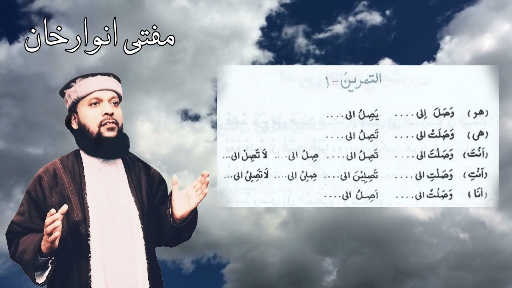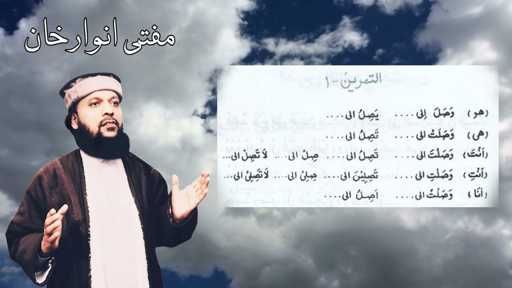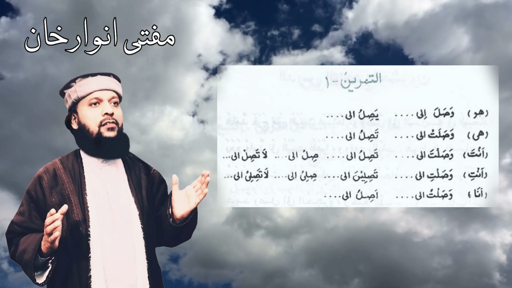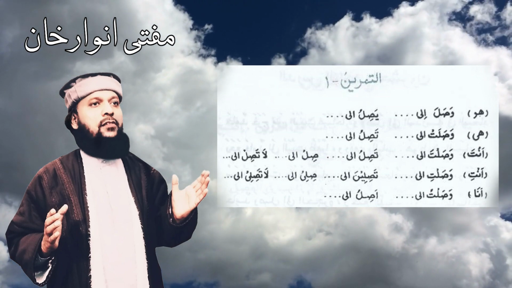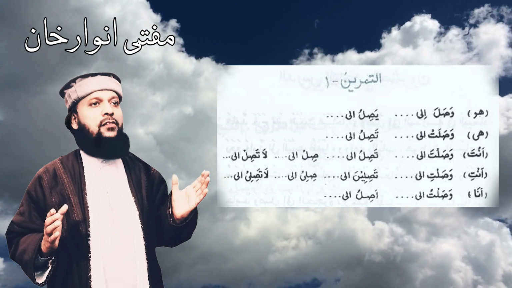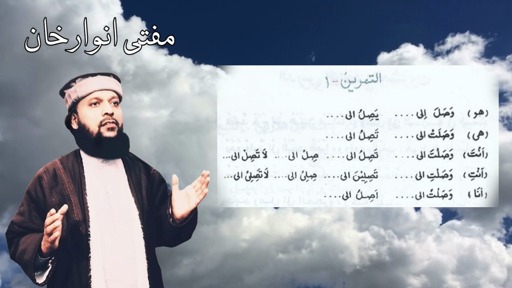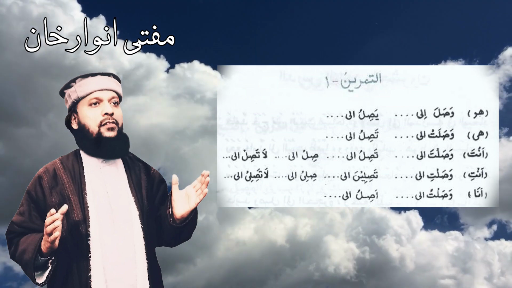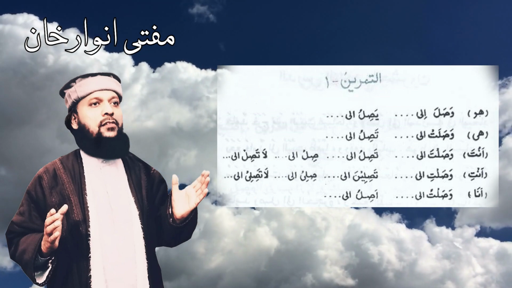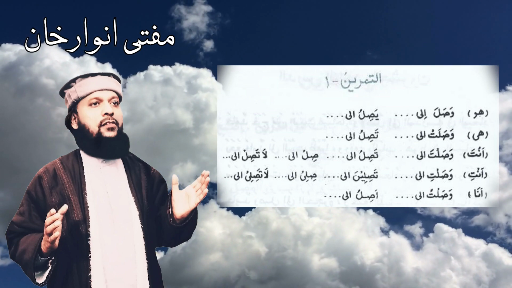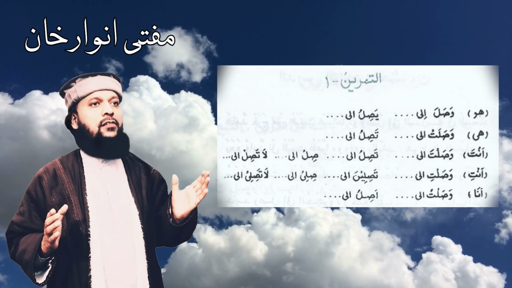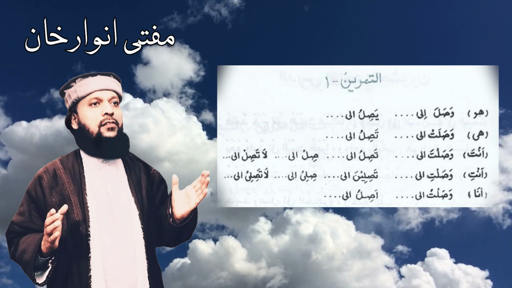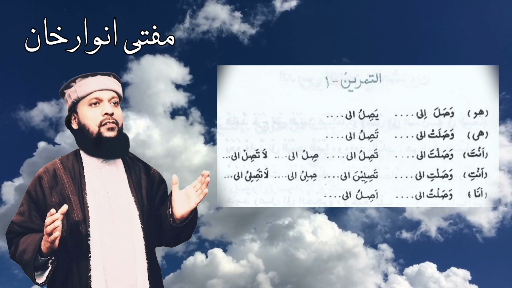Okay. And then you have anti. Anti wasalti ila al-hujrati. You reached the room. Anti tasilina ila al-hujrati. You reach. This is present tense, and this is wahid muannath, feminine singular, second person. Sili ila al-hujrati. This is also feminine singular, amr, imperative. Reach the room. La tasili ila al-hujrati.